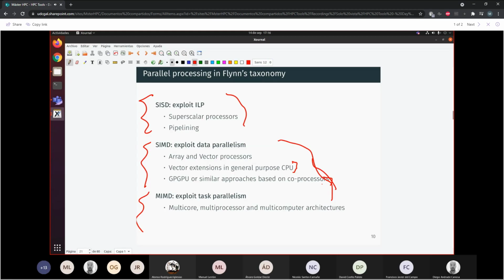And finally, you have MIMD, that is the most evolved form of parallelism. And in this case, we will be talking about one of your computers that is a multi-core processor, so it's able to execute several instructions on different pieces of data at the same time, or even a cluster or a supercomputer.